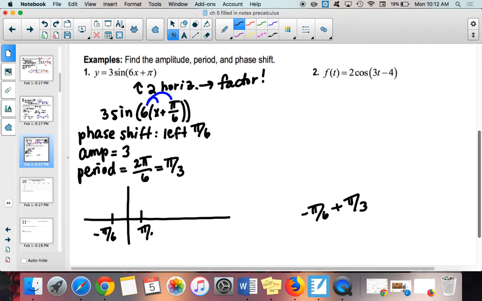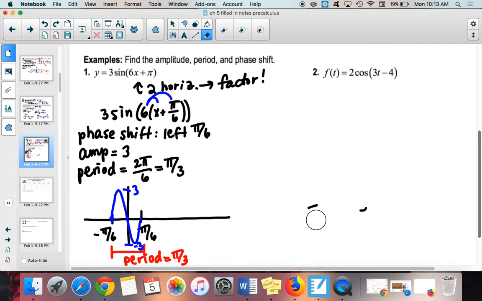So it would be right here. That would be one full cycle, starting at negative pi over 6 and going to pi over 6. This would be a period of pi over 3. And it's the sine curve. It's going up to a height of 3 and negative 3. So here's what it looks like. It's going to go up, down, down, up. And it's really stretched out, but tiny. That's what that would look like. Does it make sense? Okay, so let's try the next one.